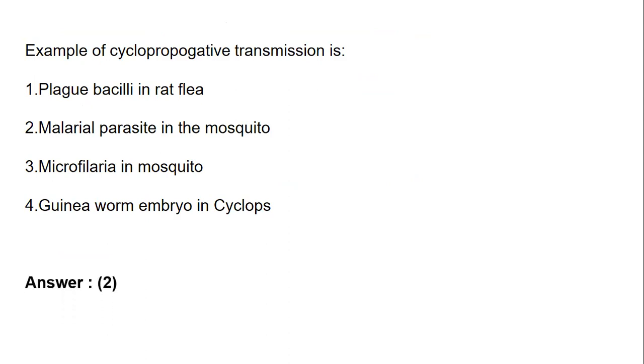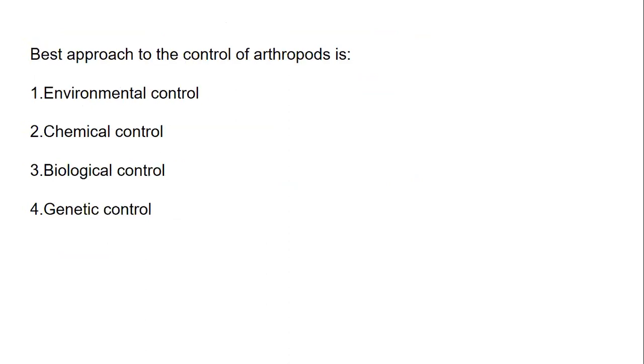Example of cyclopropagative transmission is seen in malaria parasite in the mosquito. Best approach to the control of arthropods is environmental control. Then we will discuss the MCQs and the insecticides also.